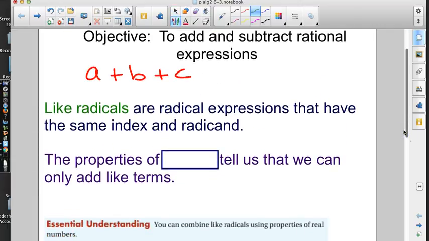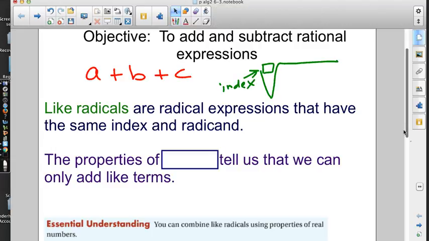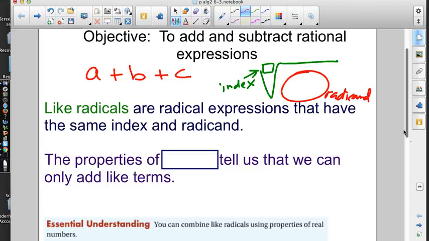If you've got a root, this little box here is where the index is. And the number in this position is the radicand. If we want to put them together, that has to be exactly the same as what we want to put it together with. If it's not, then we can't. So index and radicand have to be exactly the same. Basically, that means the entire radical has to be exactly the same.